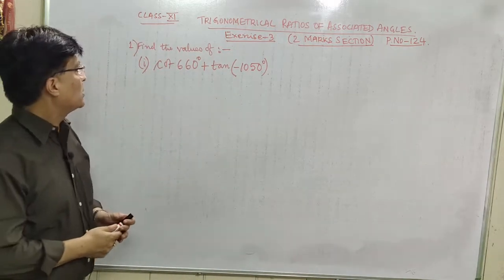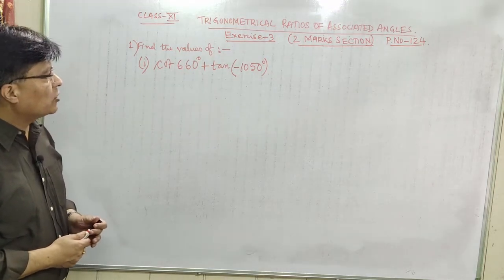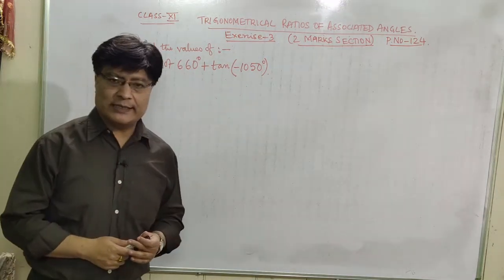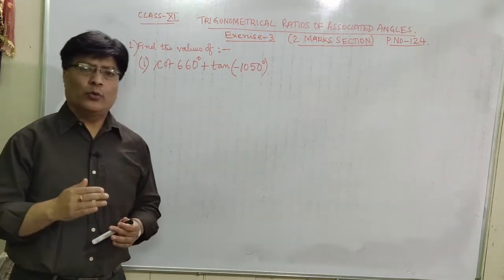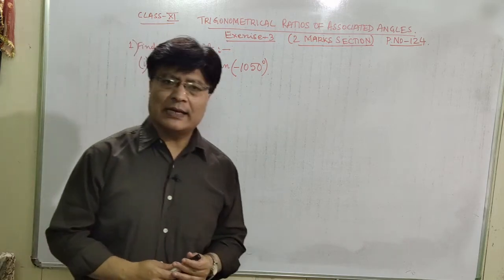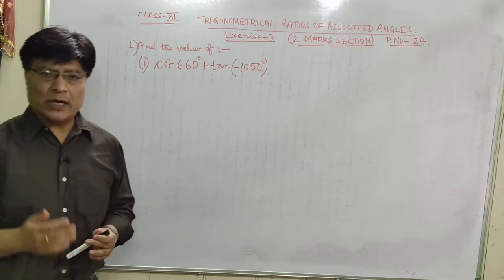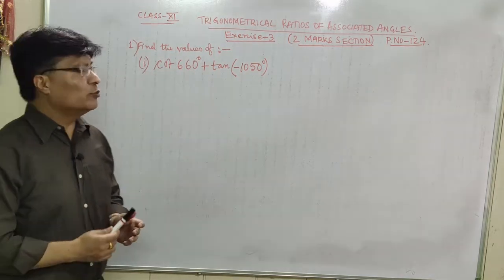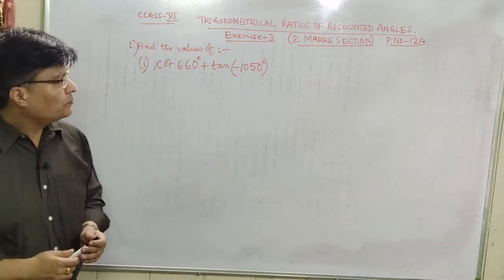So now I am doing class for class 11. The topic is trigonometrical ratios of associated angles. In the last online class we had just started this chapter, and in that class we did only the formulae on this chapter. So today we'll do more problems on these trigonometrical ratios of associated angles.